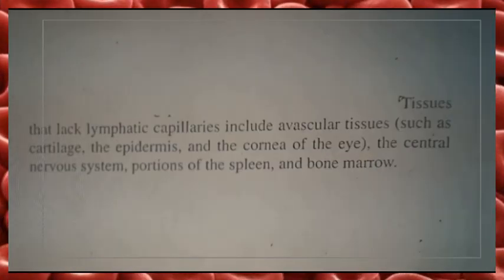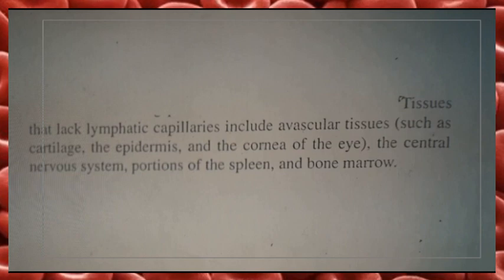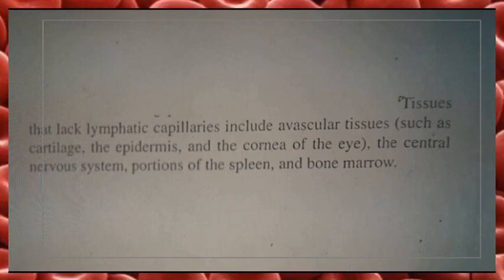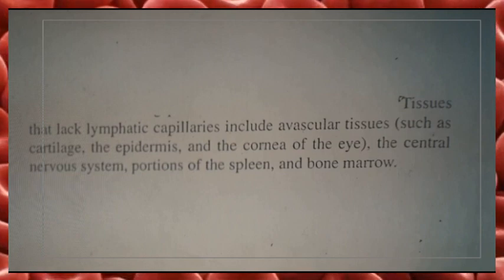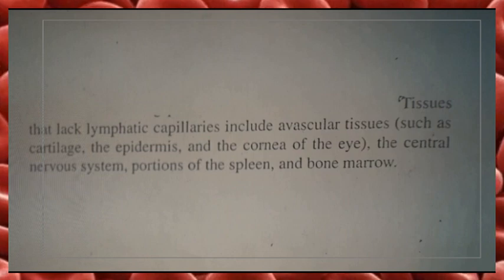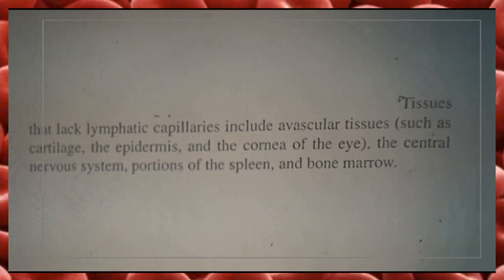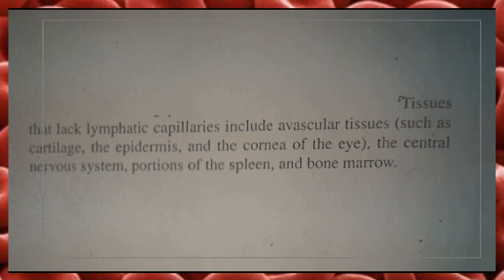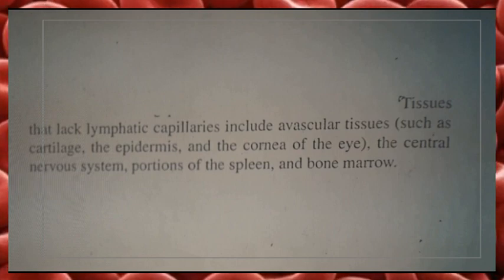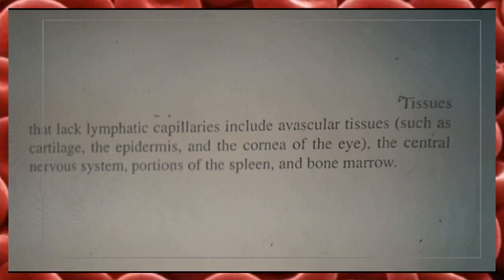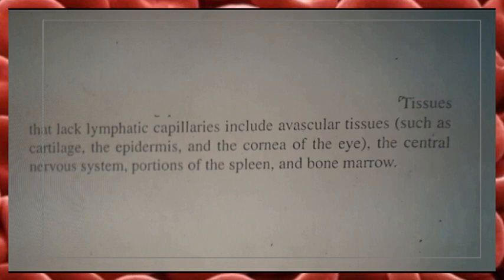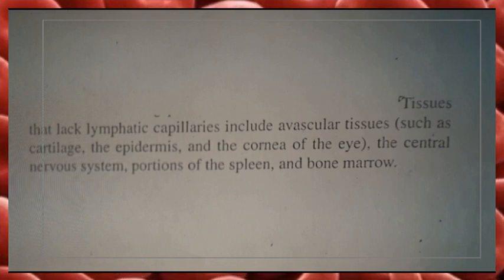Tissues that lack lymphatic capillaries include avascular tissues, such as cartilage, the epidermis, and the cornea of the eye, the central nervous system, and portions of the spleen and bone marrow. These organs don't have lymphatic capillaries.